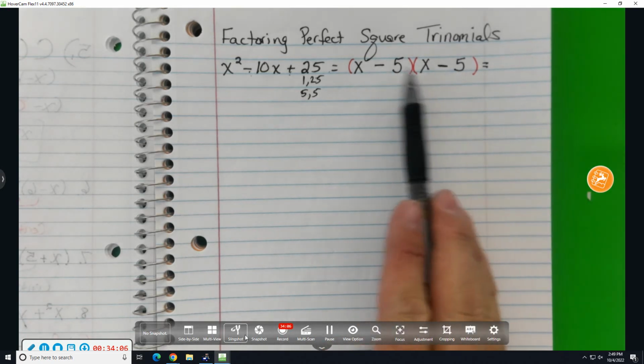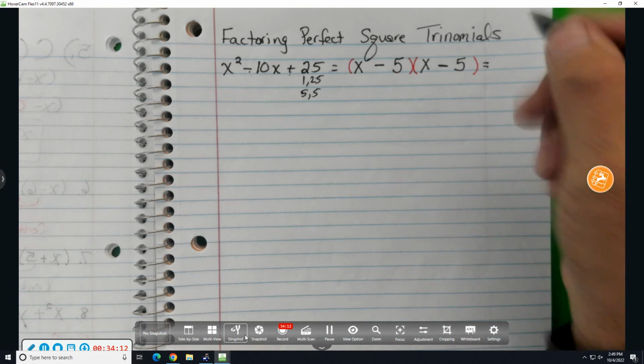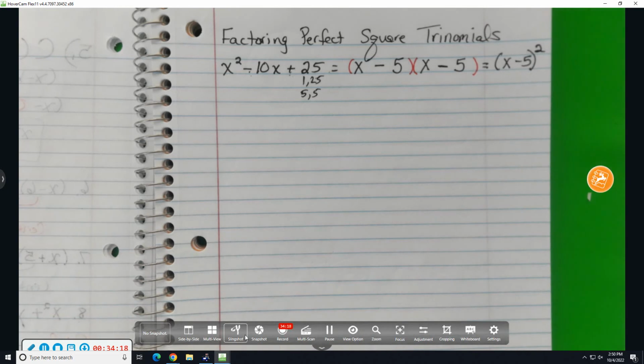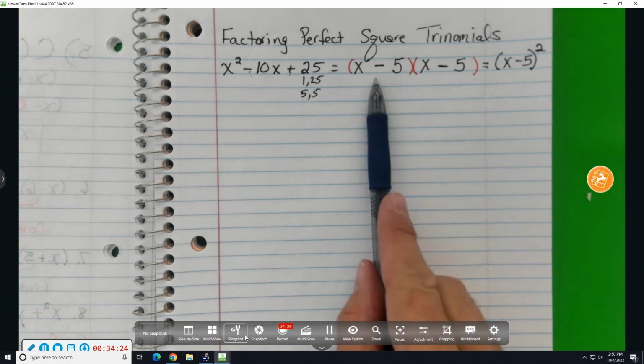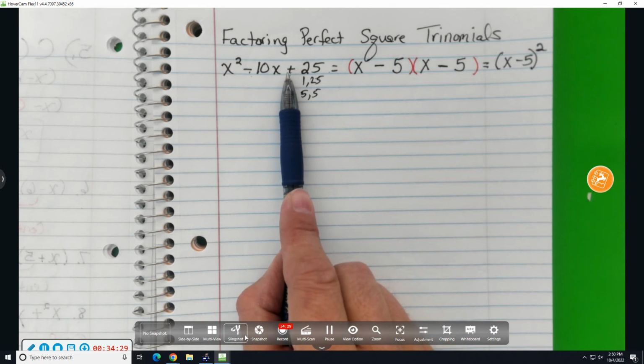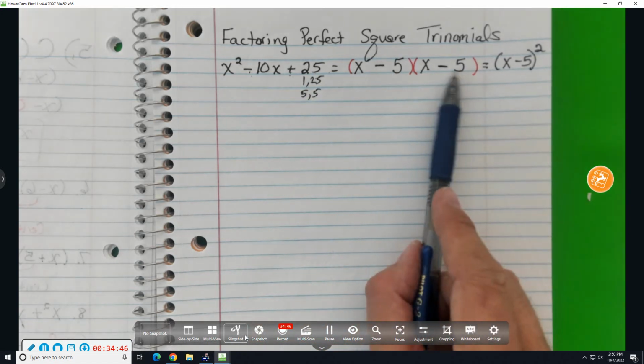This is called a perfect square trinomial. If you have the same thing in both sets of parentheses, then it can be written like this: x minus 5 squared. So, some observations on perfect square trinomials. The only way you're going to get the same thing in both sets of parentheses is if this second sign is plus. Do y'all remember when factoring, if the second sign had been minus, you would have to use one plus, one minus. Also, this last number has to be a perfect square. Instead of 25, if it had been 20, there's no way you would get the exact same thing in both sets of parentheses.